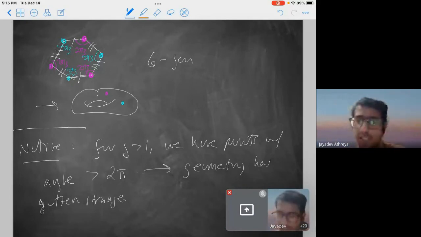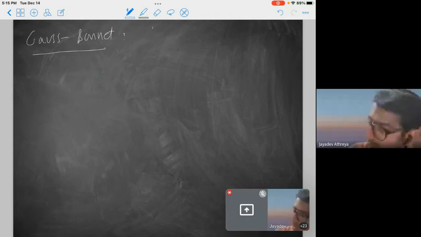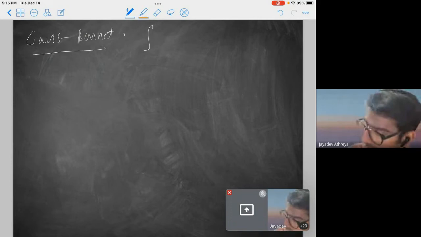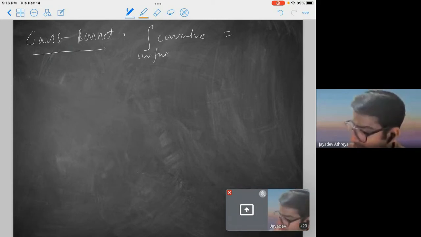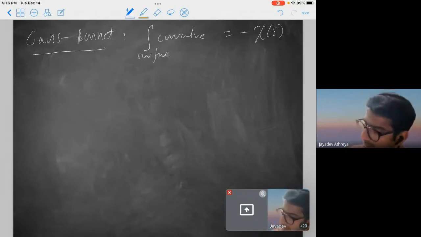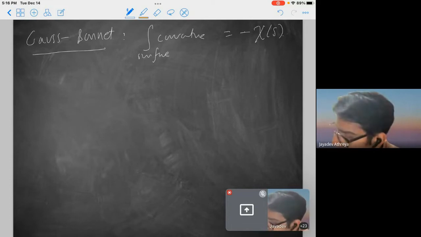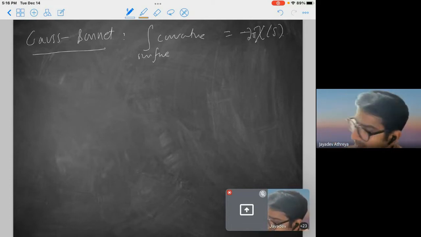And the reason that the geometry has gotten strange, of course, is the classical Gauss-Bonnet theorem, which says that if you integrate the curvature over the surface, you get the Euler characteristic, or 2 pi times the Euler characteristic of the surface. And there's a pi involved here. So there's a 2 pi here.